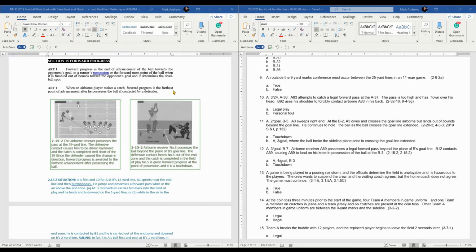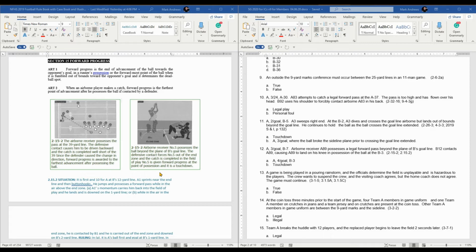Now, if he's fumbling the ball, we don't give him forward progress. He has to possess it. But in this case, if you look at this simplified and illustrated example, it's exactly what the question's asking. Airborne receiver number 5 possesses the ball beyond the plane of the B's goal line. The defensive contact forces number 5 out of the end zone, and the catch is completed in the field of play. Number 5 is given forward progress at the point of possession, and it is a touchdown.